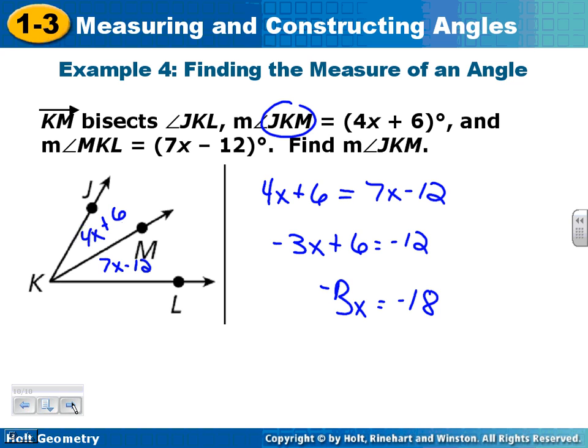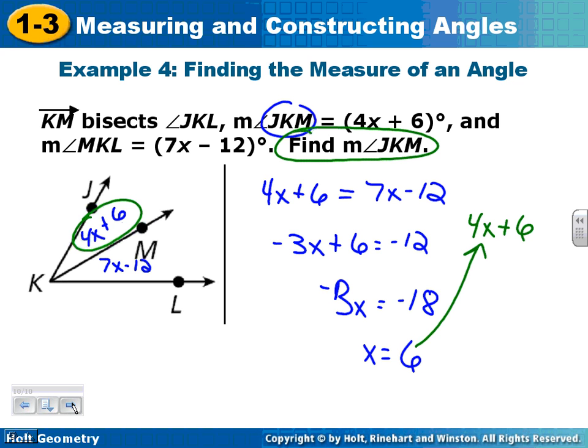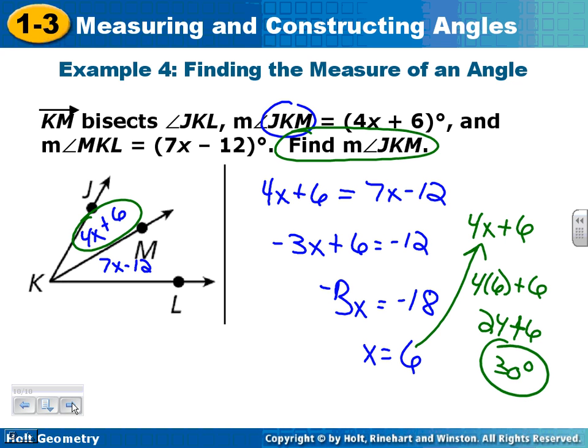So now divide by negative 3. X is 6, but that's not my answer. Remember, we've talked about that. X is not 6. I want to find the measure of JKM. So I plug it in to 4x plus 6. I take this answer and put it in place of x, to get 4 times 6 plus 6, that's 24 plus 6 is 30 degrees. 30 degrees would be my answer.